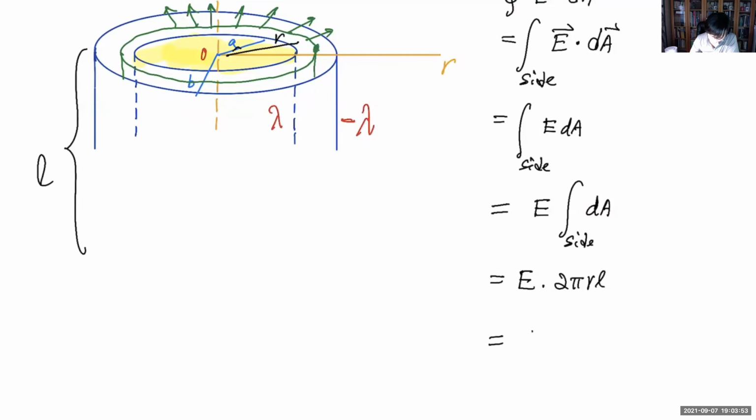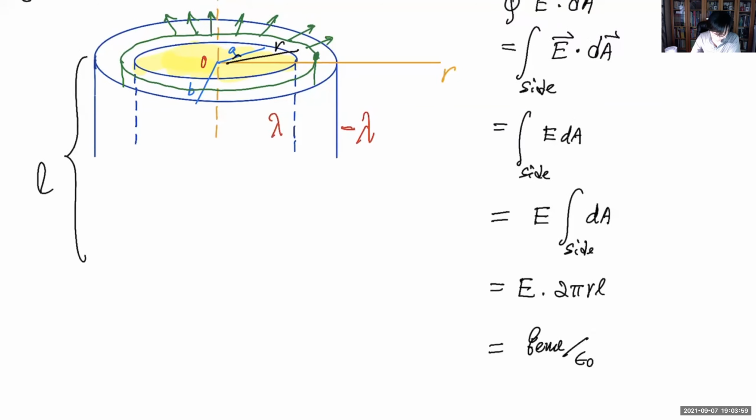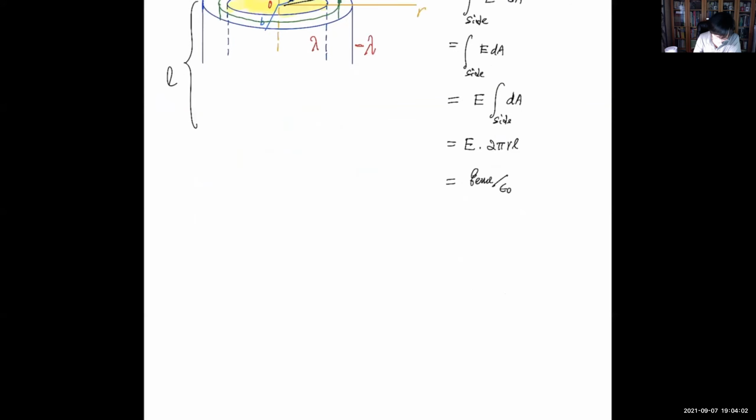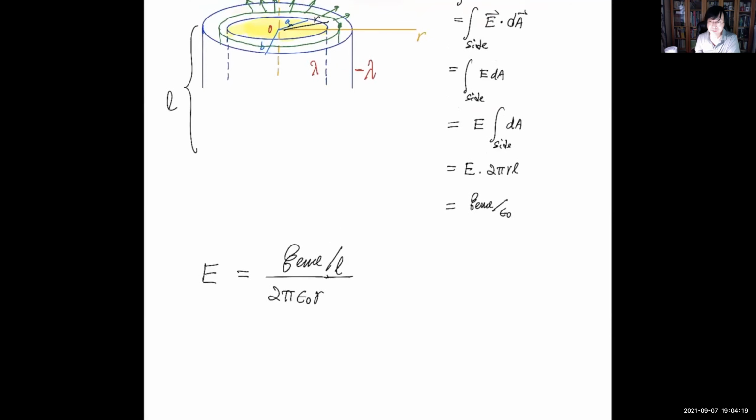That equals the charge enclosed over epsilon naught. Therefore, I can find the electric field at location R, and that is equal to the charge enclosed over 2 pi epsilon naught R, and then there's an L, which you divide off. So that's the electric field. For different locations, the only difference is the charge enclosed.